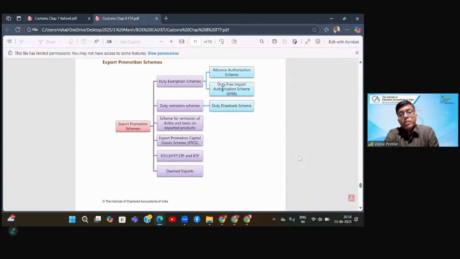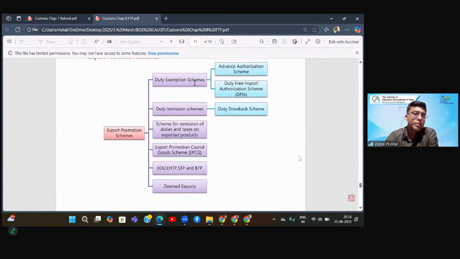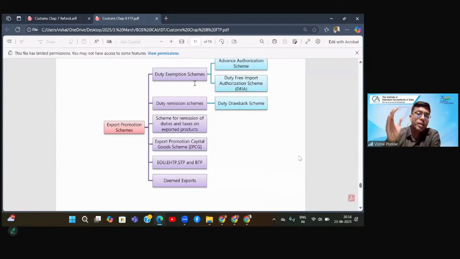Now, what are these export promotion schemes as on date? So different export promotion schemes as on date are: first is duty exemption schemes. In this, you have advance authorization or duty-free import authorization. Now, what is this duty exemption scheme? As you can understand from the name, at the time when you are importing the goods, at that time itself, you don't have to pay the duty. That is why it is exemption. And then within that, there are two categories. In fact, there is one more category you can say, which is EPCG, though they have covered it separately, but it is also similar. It is an exemption scheme.